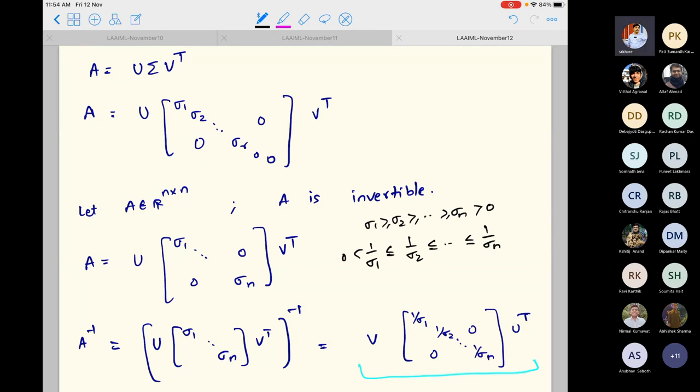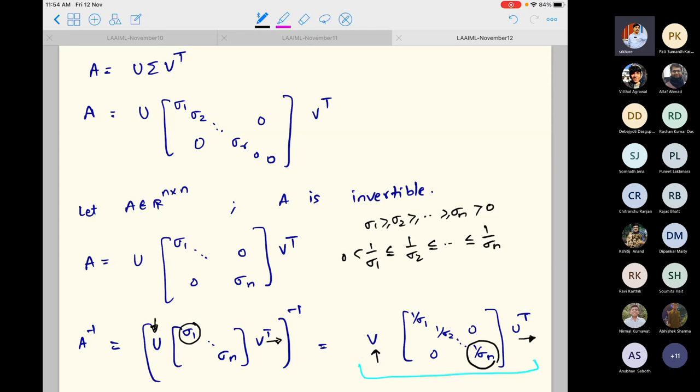Yes, sir. So you had sigma 1 as your dominant singular value here, and the first column of U and first row of V transpose as the corresponding singular vectors for the dominant singular value sigma 1. Now the dominant singular value is 1 upon sigma n in A inverse. That's the only difference. So the last column of V and the last row of U transpose are the corresponding singular vectors with the dominant singular value 1 upon sigma n for A inverse, right?